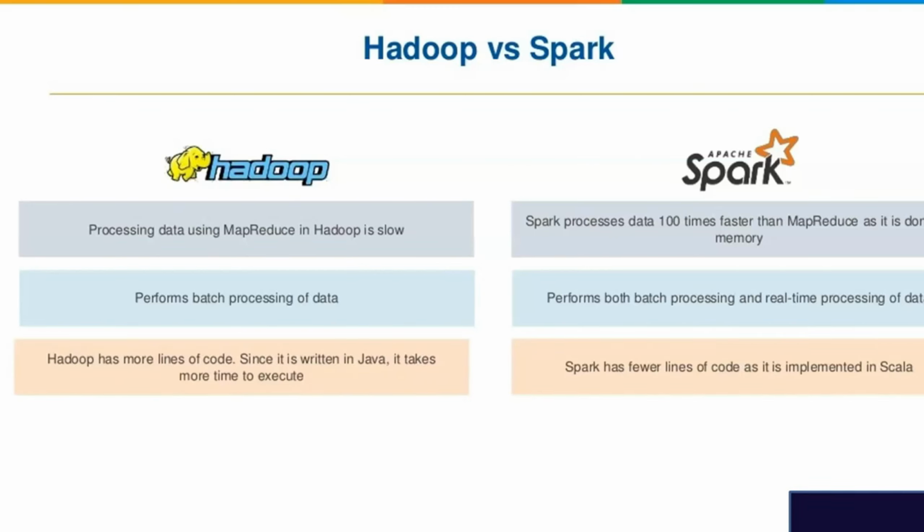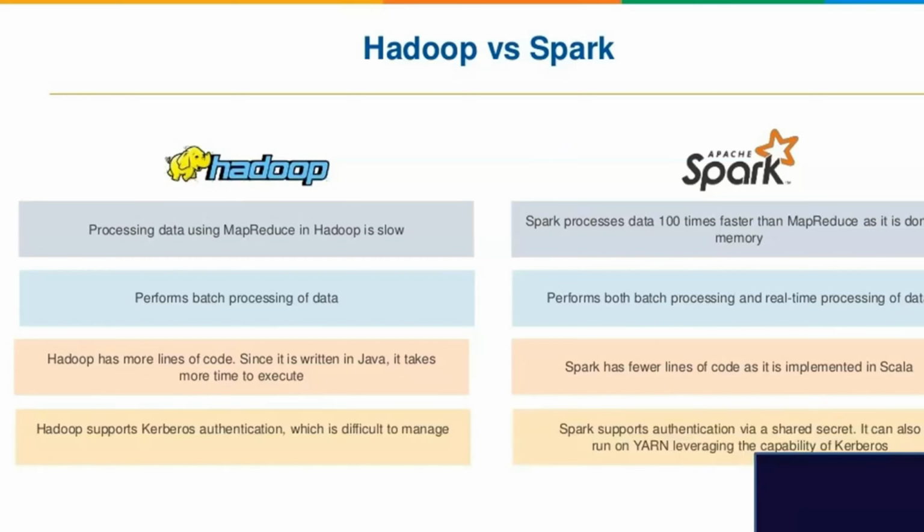Hadoop has more lines of code since it's written in Java, whereas Spark has fewer lines of code since it's implemented in Scala. Hadoop supports Kerberos authentication, and Apache Spark can leverage key management or a shared secret key, and use YARN, leveraging the capabilities of Kerberos for authentication as well.